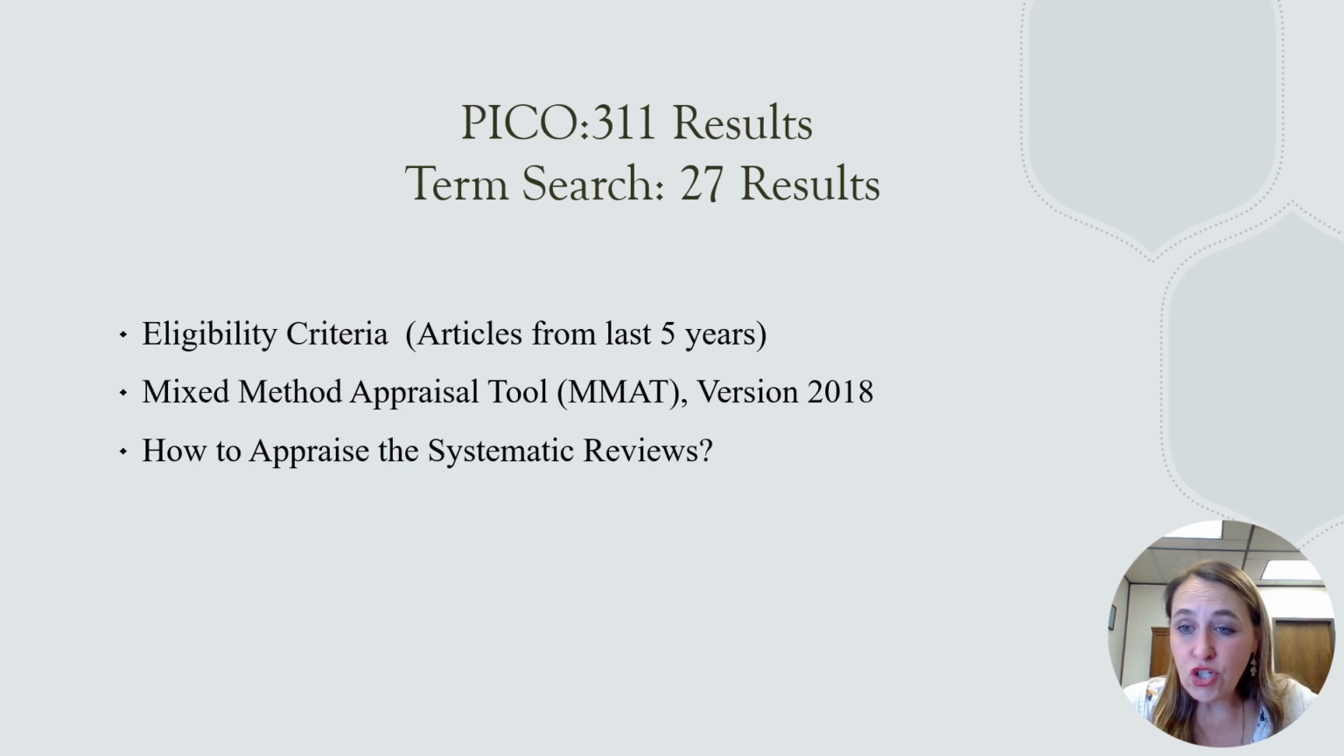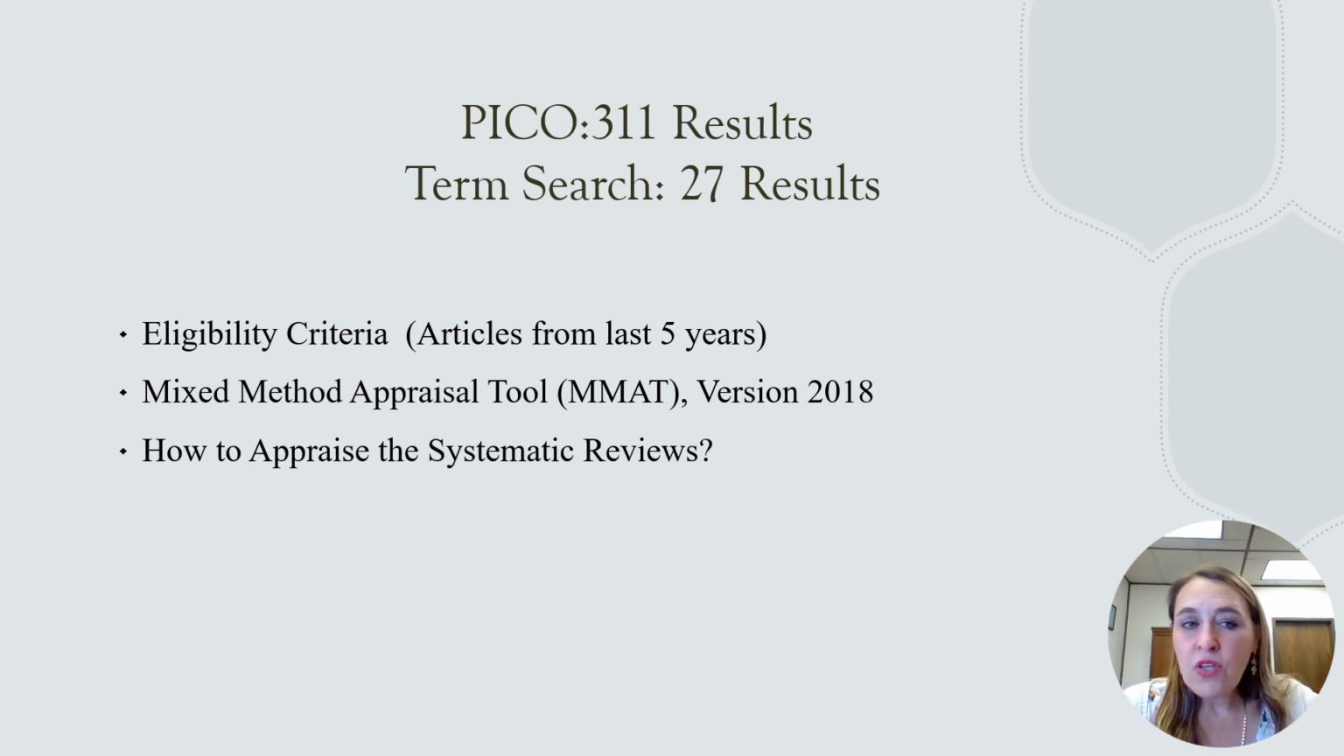I also did a term search in PubMed where I used very specific terms that were outlined in my paper. And then I also had results that met my eligibility criteria from that search. So I had 27 results there. After you have all of those articles, you need to have some sort of tool to appraise the articles to decide if they're going to be appropriate for inclusion into your systematic review.